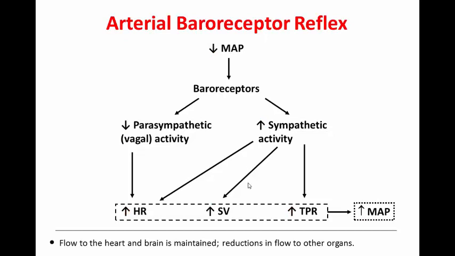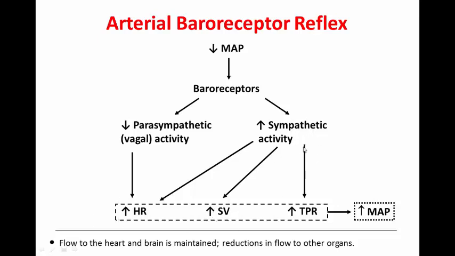Here we have the opposite scenario when the mean arterial blood pressure is decreased. So we have low frequency action potentials from the baroreceptors going to the cardiovascular centers in the medulla oblongata. The result is increased sympathetic activity to the sinoatrial nodal cells, accelerating the heart, and to the contractile myocytes, increasing the force of contraction, and hence the stroke volume. Cardiac output is thus increased.